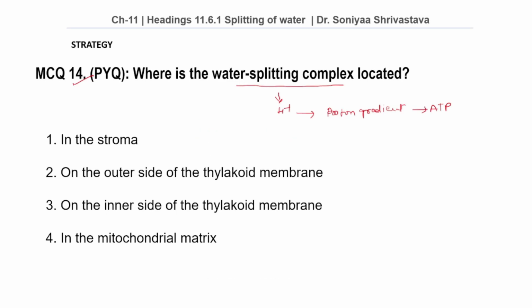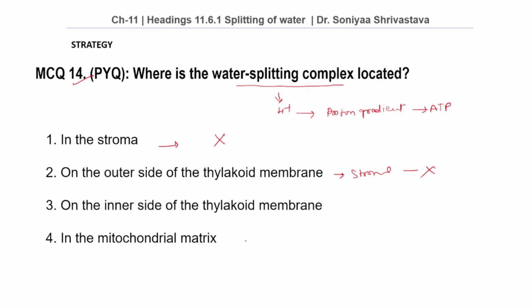Option number 1, stroma. If water was split in the stroma, the released protons would remain in the stroma, but ATP synthesis requires a high concentration of protons inside the lumen. So this option is wrong. Option number 2, on the outer side of thylakoid membrane. The outer side of thylakoid membrane faces stroma. If the photolysis occurs here, protons would be released into the stroma instead of lumen. So this option is also wrong.